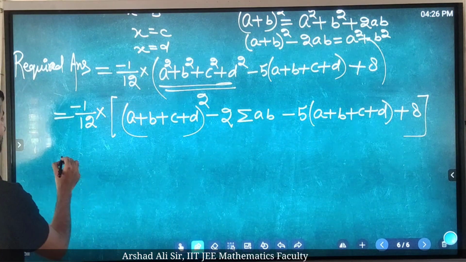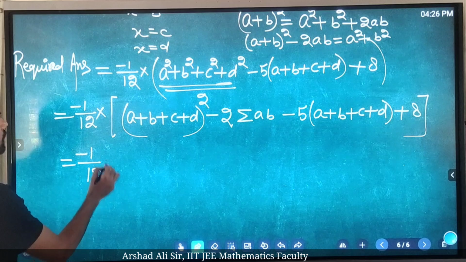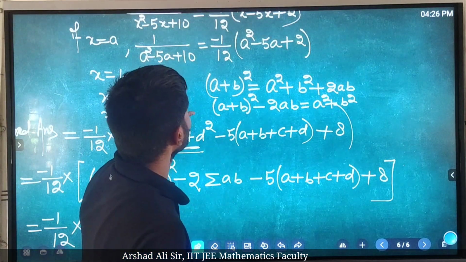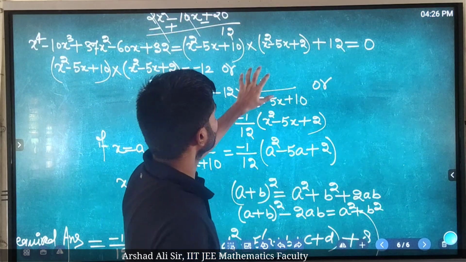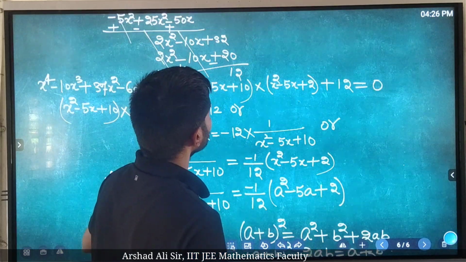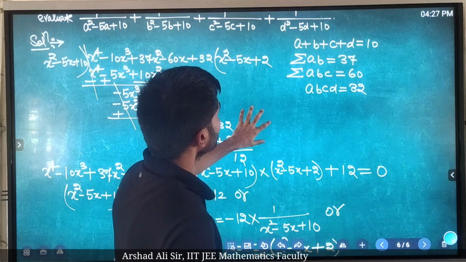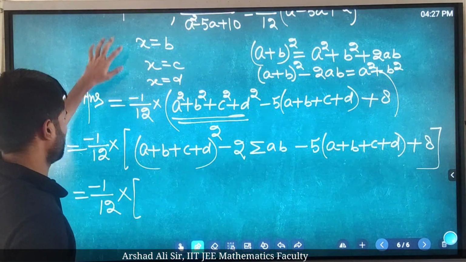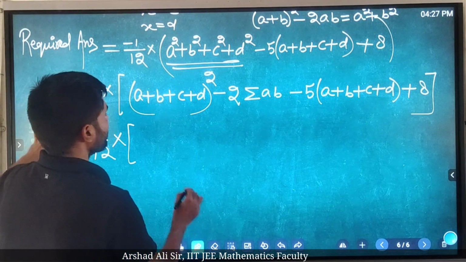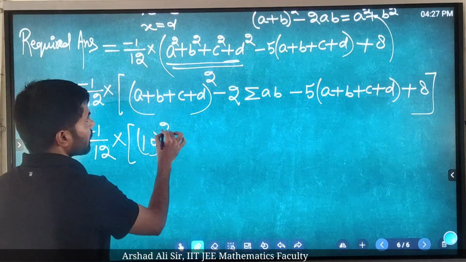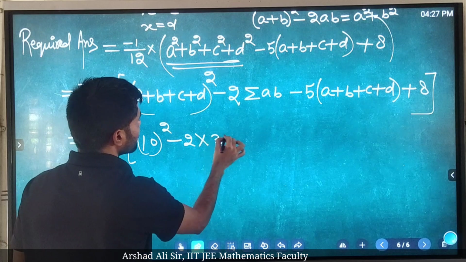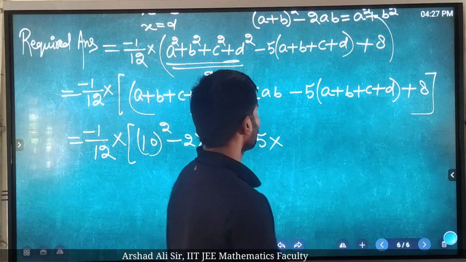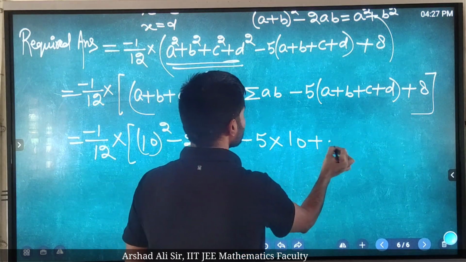Okay students, now we can put the values with minus 1 by 12 here. What is the value of a plus b plus c plus d? The value we got is 10, and here 37. 10 and 37, right? So we can put the values here. So 10 square minus 2 multiply 37, minus 5 multiply a plus b plus c plus d, the sum of roots, so again 10, plus 8.